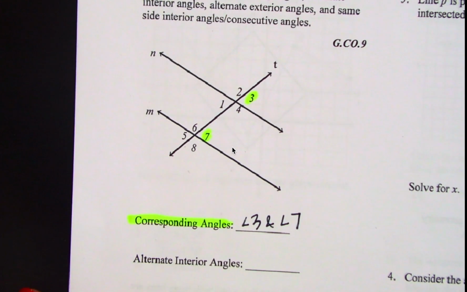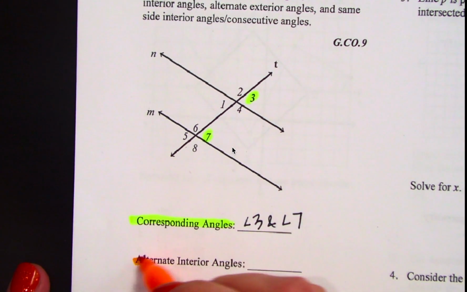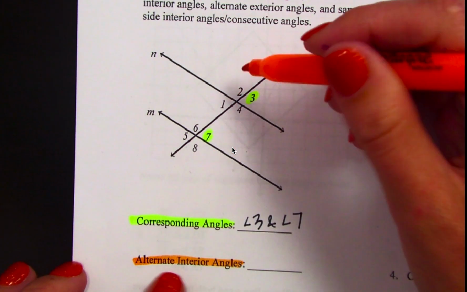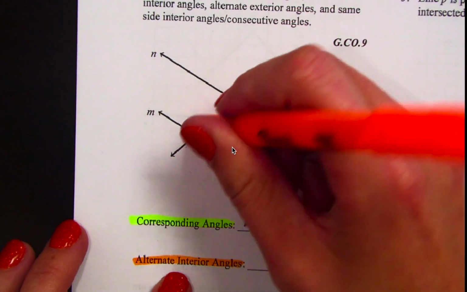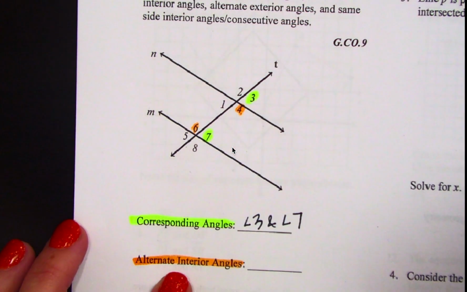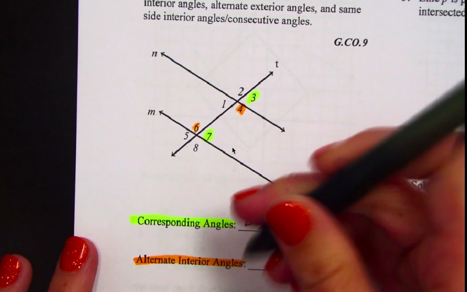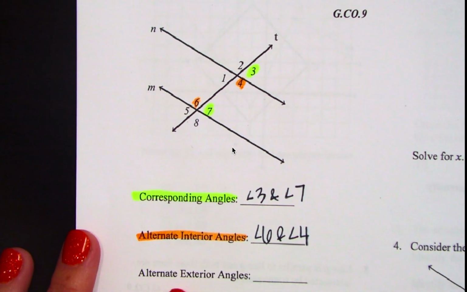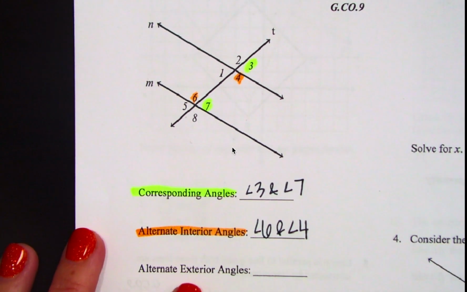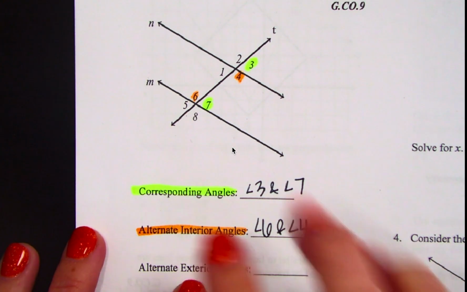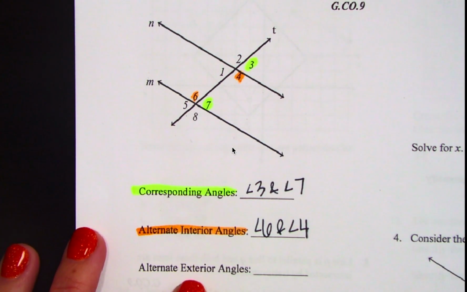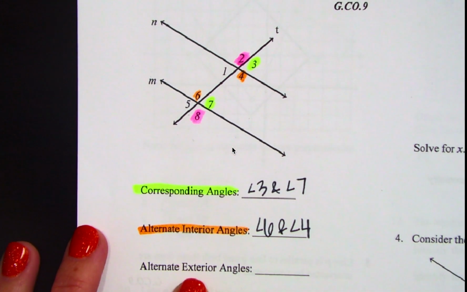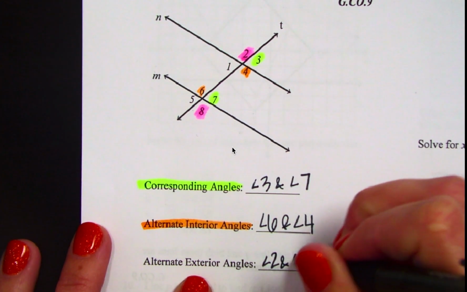Then alternate interior angles, those are going to be on opposite sides of the transversal on the interior of the parallel lines. So angle 6 and angle 4 would be an example of that. And then alternate exterior angles are going to be on alternating sides of the transversal on the exterior, outside of the parallel lines. So an example would be angle 2 and angle 8. So I'm going to write that down, angle 2 and angle 8.